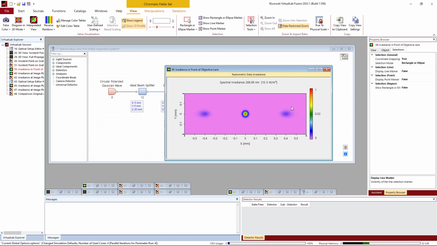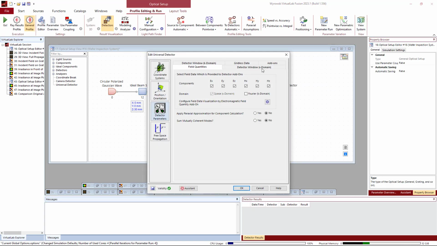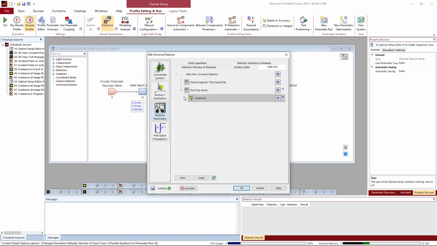And we do so in this version, which was released at the very end of last year. We do so with the new add-on concept. So if I go to this detector, we see we calculate the Poynting vector using the electromagnetic field information, and from that Poynting vector we calculate the irradiance, and finally we deliver the irradiance, which is what we just saw. And we can add any number of add-ons here.